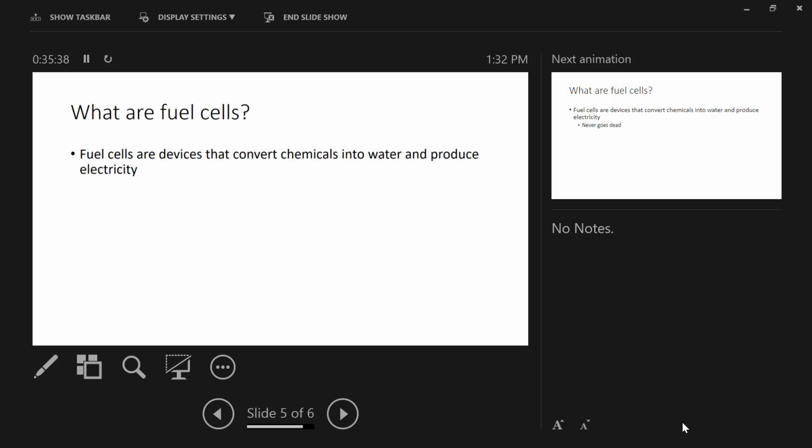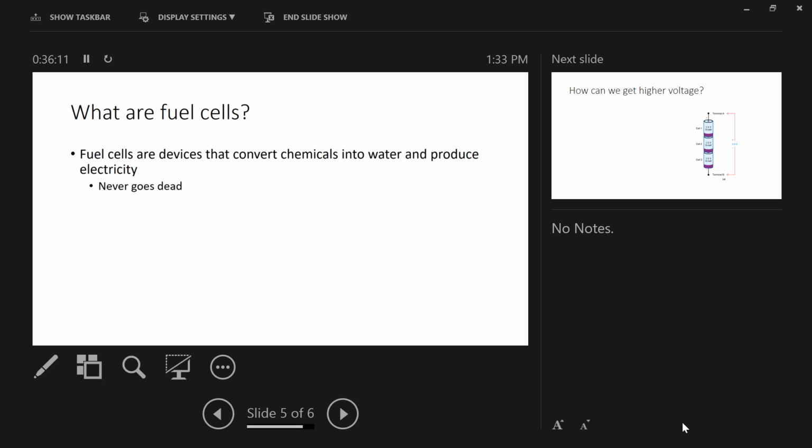They convert chemicals, specifically hydrogen and oxygen, into water, which provides energy necessary to run the space station and also provides pure water that can be mineralized to drink. You're like, that's so cool. That is so cool. And here's the beauty of a fuel cell. It never goes dead. As long as you continue to feed it oxygen and hydrogen, it will continue to convert them into water, producing energy and clean water.